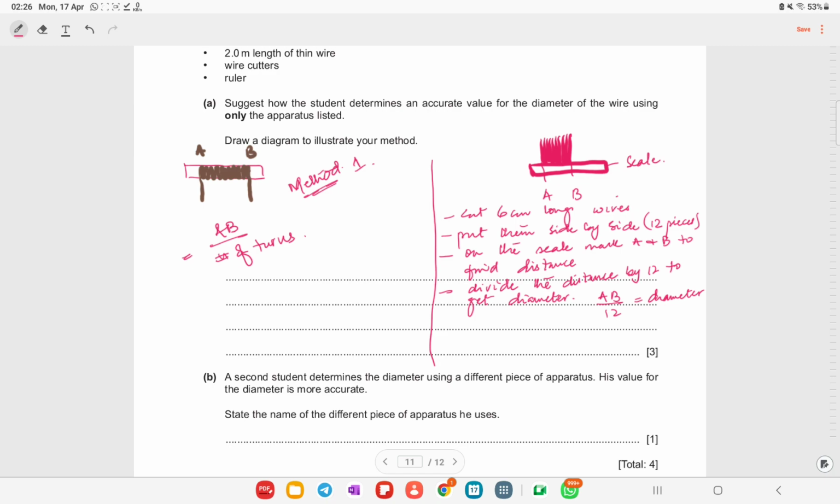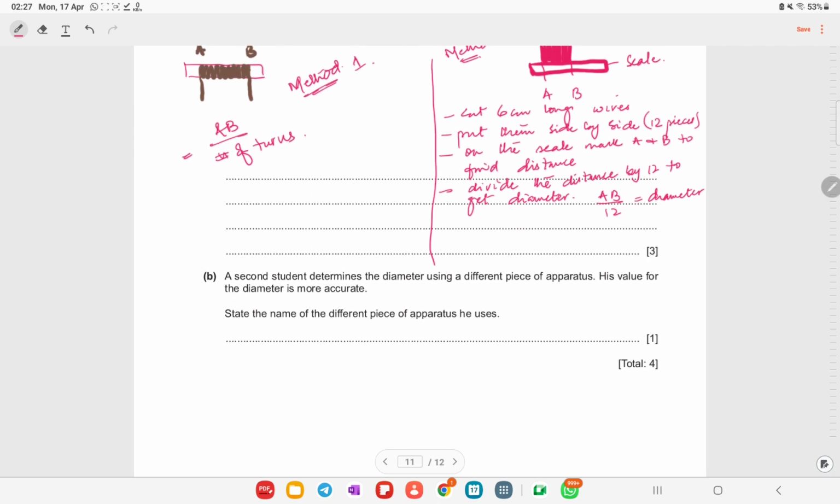Or otherwise, this is your method number two, and in this method you are going to cut 6 centimeter long wires and then put them side by side, approximately 12 pieces, as shown in the figure. So this is basically the scale, and these are 12 wires placed side by side. So basically there will be no space in between them, and on the scale mark the distance between A and B and find the distance. Again you have to divide that distance by the number of wires placed between A and B, which is 12, to get your answer.